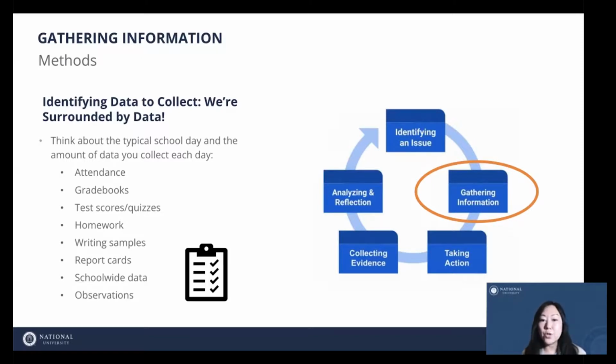So what data do you currently have that helps inform or support your identified areas of growth? For example, if your identified area of growth is to increase class participation, is there a numerical way to keep track of participation to start? If not, that's okay. That could be part of your action.